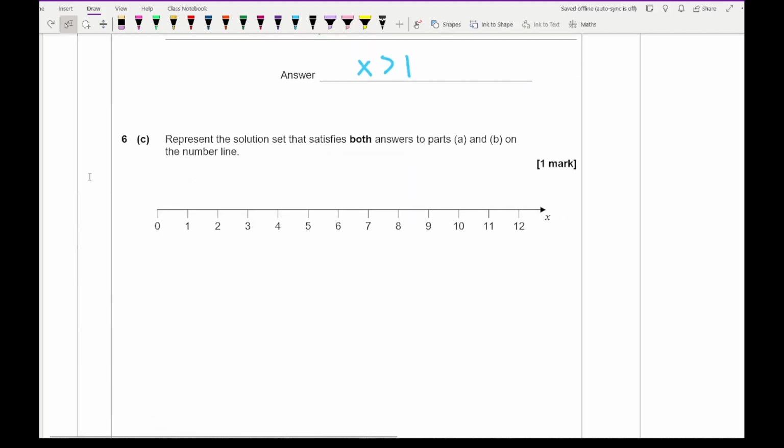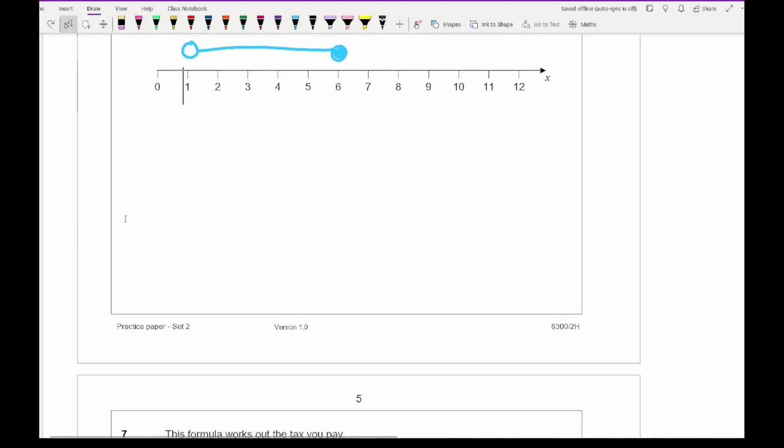And then with question 6c, it says represent the solution set that satisfies both answers in part A and B. So here we've got that x is between 1 and 6. We can colour the 6 because it can equal 6, and we just have a line that joins those two, and that will be absolutely fine.